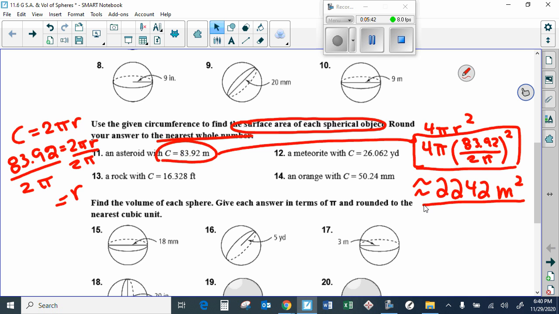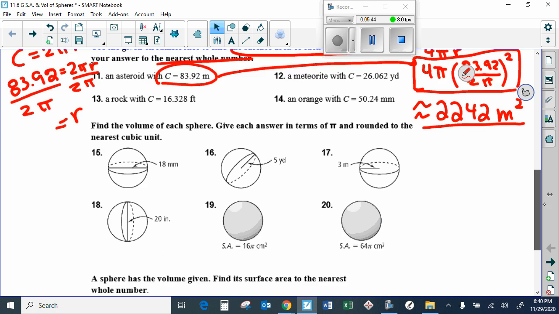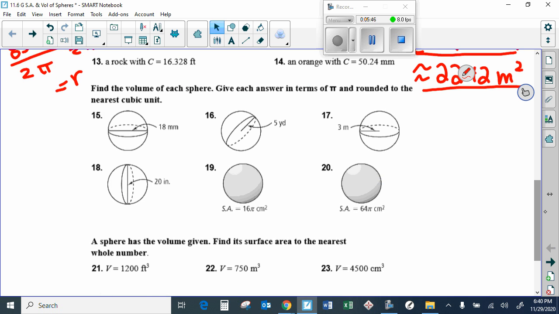All right. Find the volume of each sphere. Again, volume is 4/3 pi r cubed. That's the formula you use in here for each one of these.